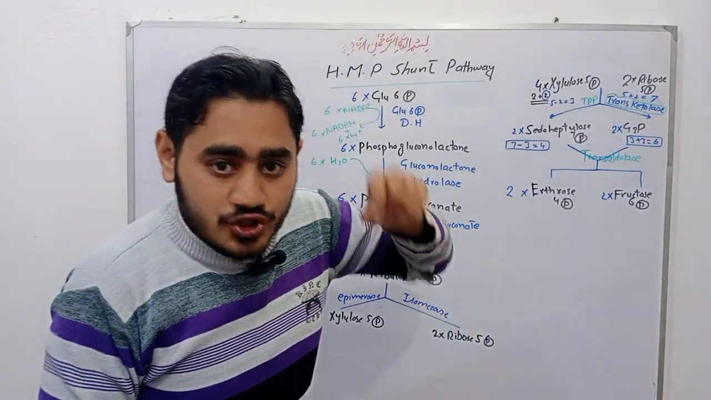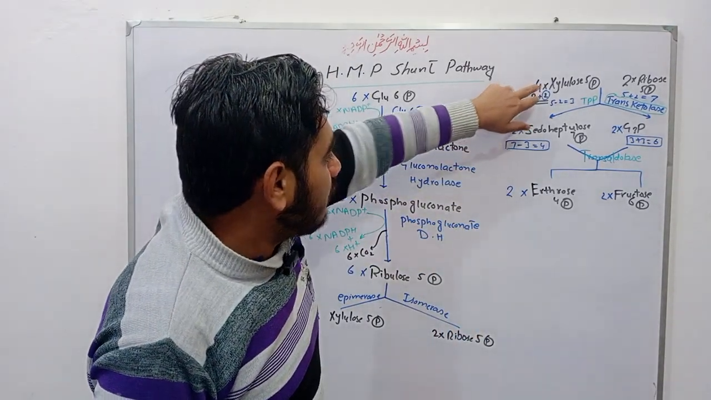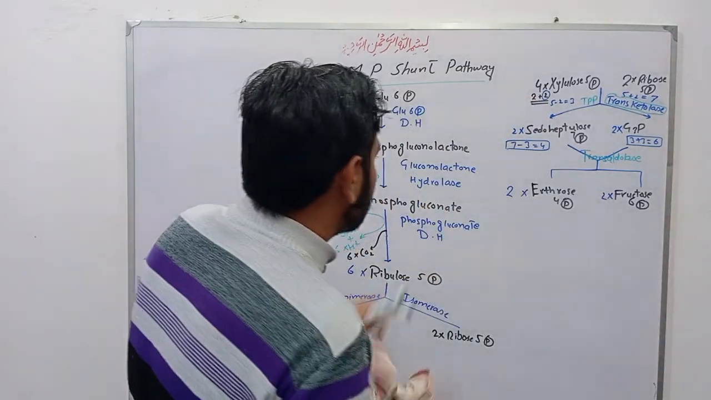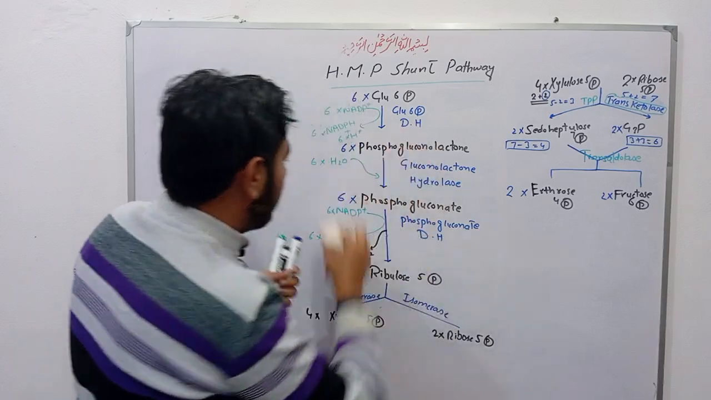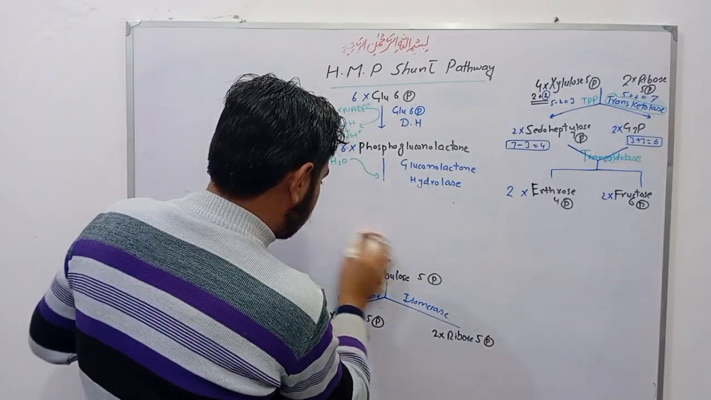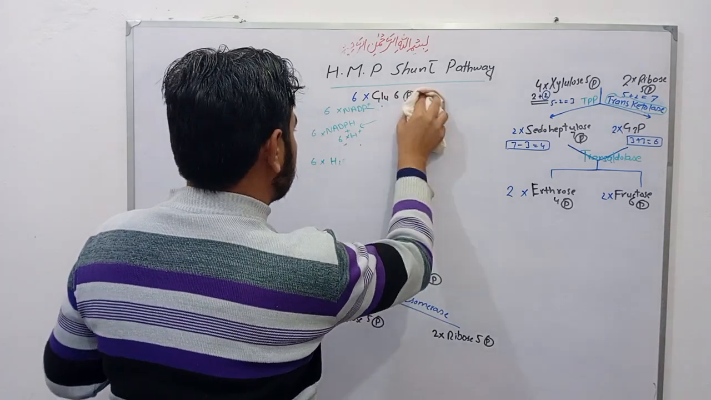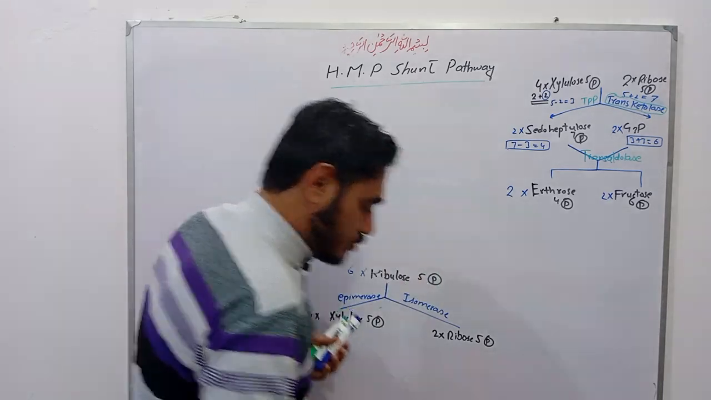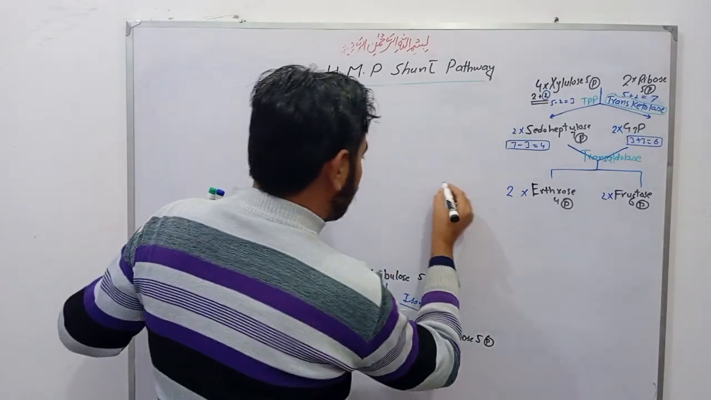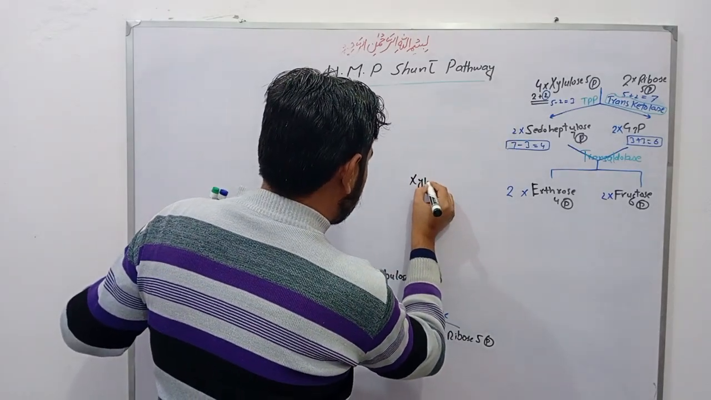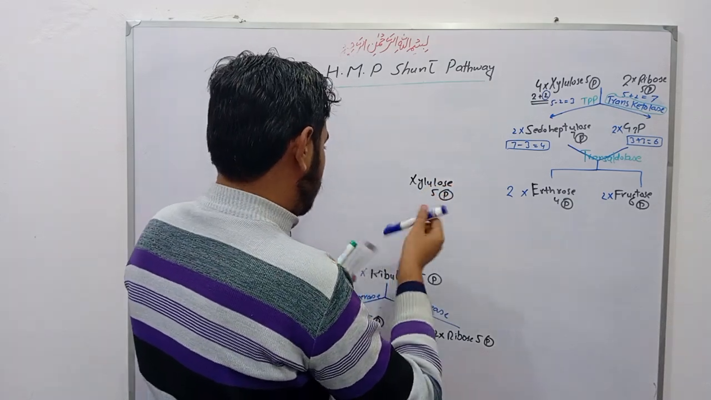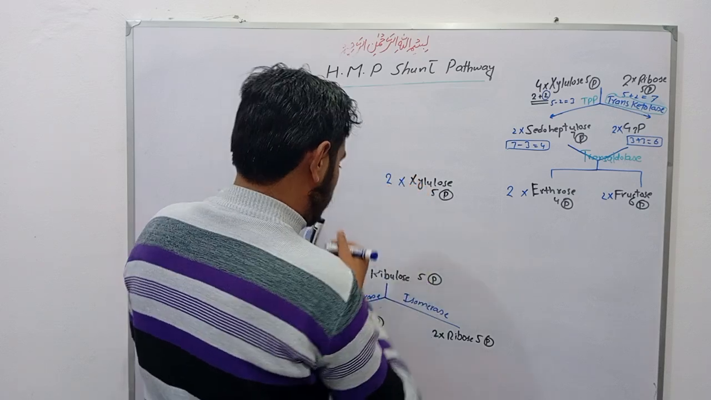Now we will use these 2 molecules of xylulose 5 phosphate. Okay, now we will use the 2 molecules of xylulose 5 phosphate.